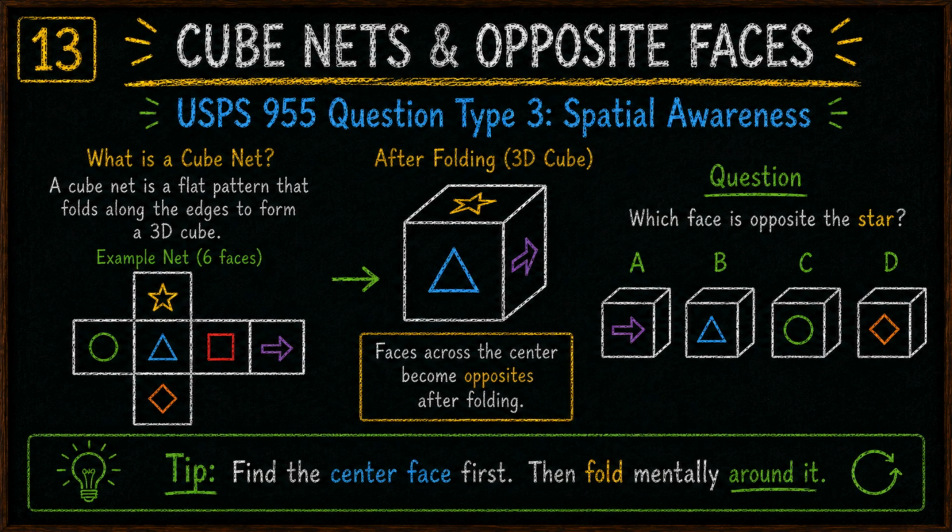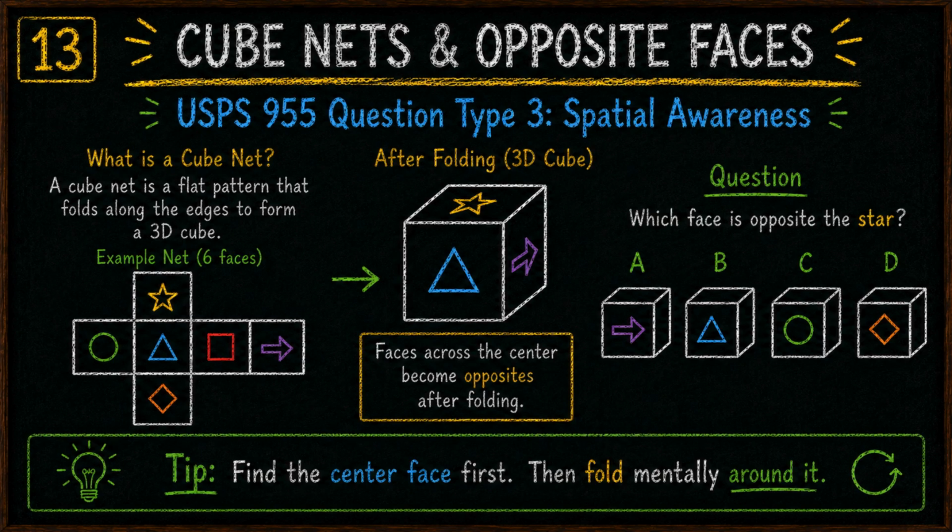Ask, what touches the star? What does not touch the star? What lands across from the star after the cube closes? That is the face opposite the star. A wrong answer may choose a face that is adjacent to the star. But adjacent is not opposite. This is the key difference. Adjacent faces share an edge. Opposite faces do not touch.